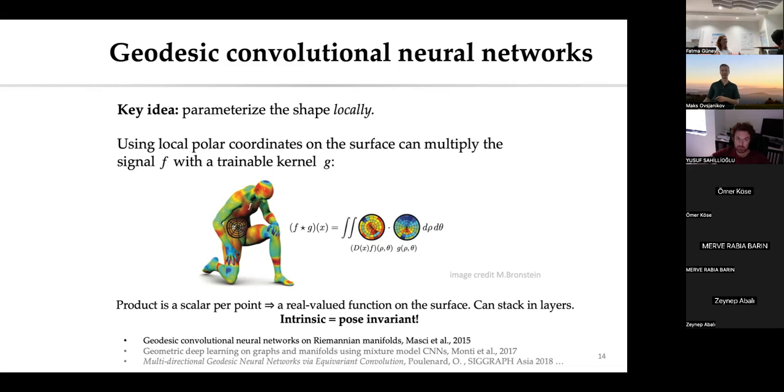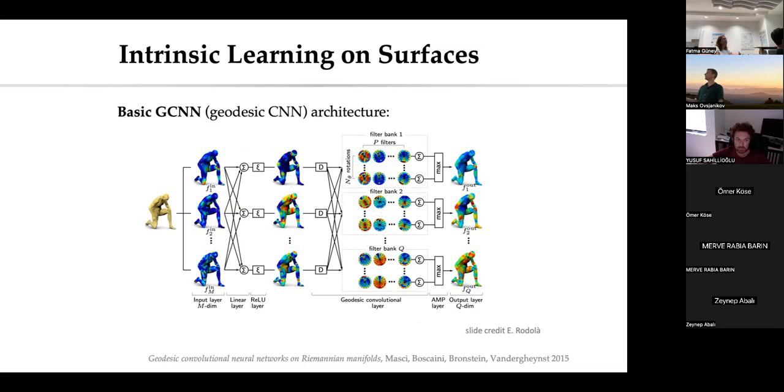So this is a standard architecture that is used. You have some input shape, and this shape has some input features, or maybe just the XY coordinate. You pass them through some layers, then you have some learned filters, some kind of filter bank, and then there's the output. Okay, super simple architecture.